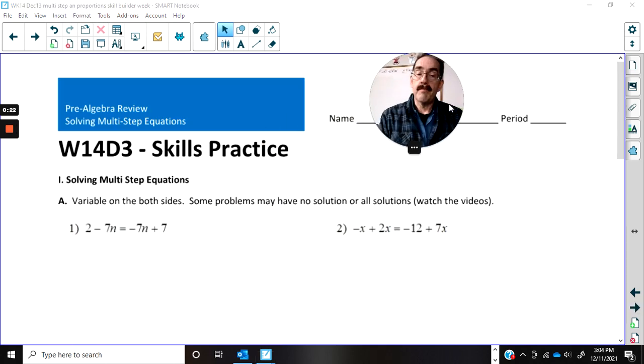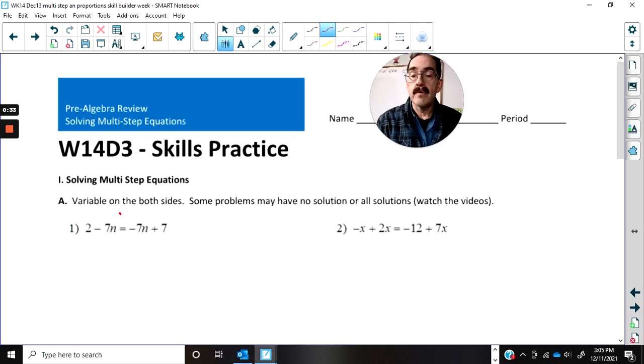Alright, so remember, balance. I'm an equal sign, right? And whatever we do to one side, we have to do to the other. We've got to keep the equation balanced. So let's get started here. Draw our little fence. And which way are we going to take the letter n? Okay, let's add 7n to both sides.